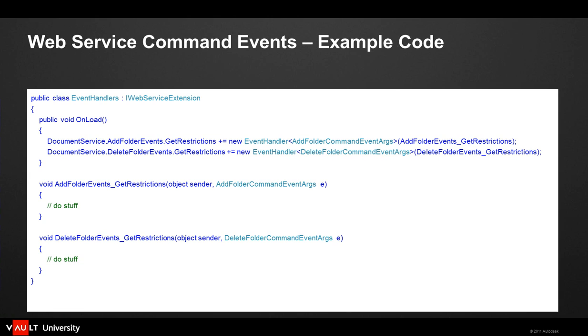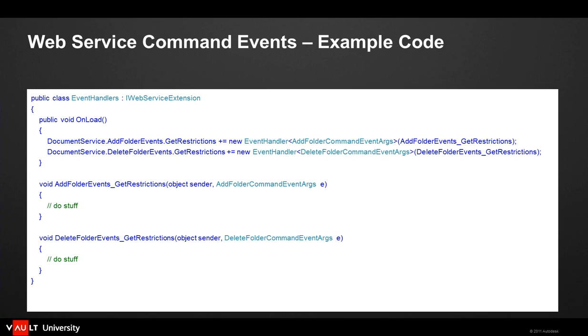So I've hooked those things specifically, and these are static event hooks, which means I don't have to create a new object. I can just go to Document Service, and then I hit dot, and then I can bring up these add folder events, which is the collection of the three: the pre, the post, and the get restrictions. And then I can select my get restrictions, and I'm going to hook to that very specific thing. So that's what I'm showing here, the two event hooks.